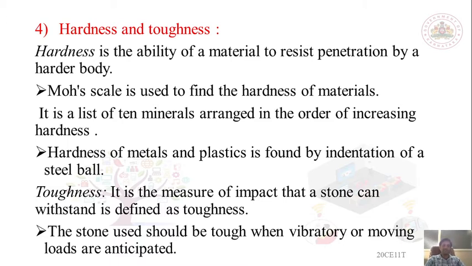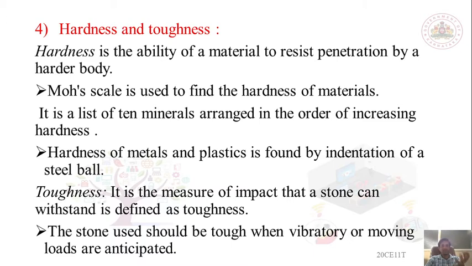Mohr's circle is generally used to find out the stresses in strength of materials, but here it's a Mohs scale. Mohs scale is used to find out the hardness of materials. So what is hardness? Hardness is the ability of the material to resist or withstand the penetration by even harder bodies.